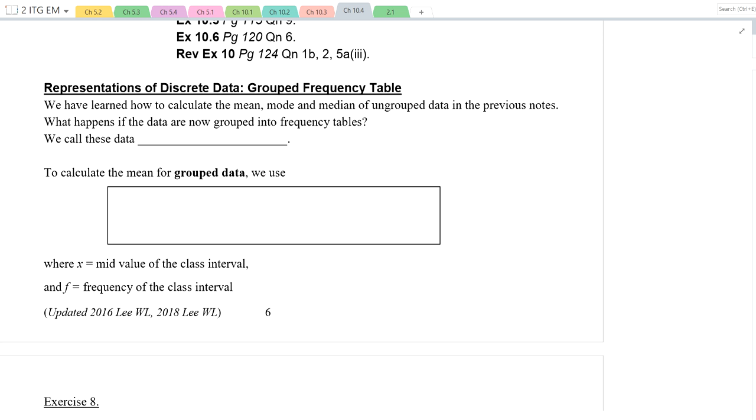Right. So now we have learned how to calculate the mean, mode, and median of ungrouped data. Ungrouped data, I didn't group them. For example, I didn't group them into 0 to 5, 6 to 10, so on and so forth. They are all individual numbers, as shown in our dot diagrams and our stem and leaf diagrams. So what happens if we now group this information?